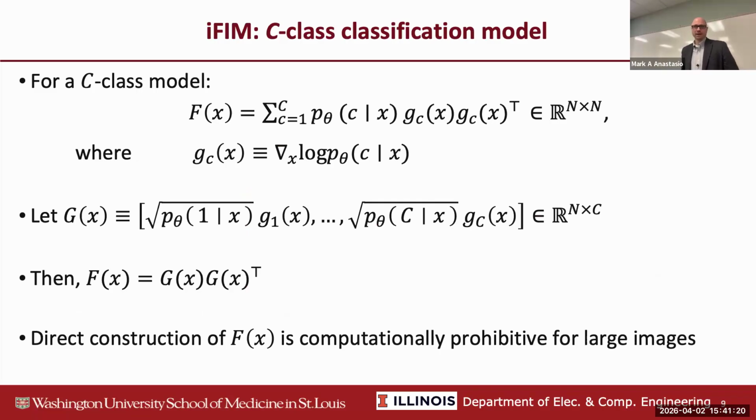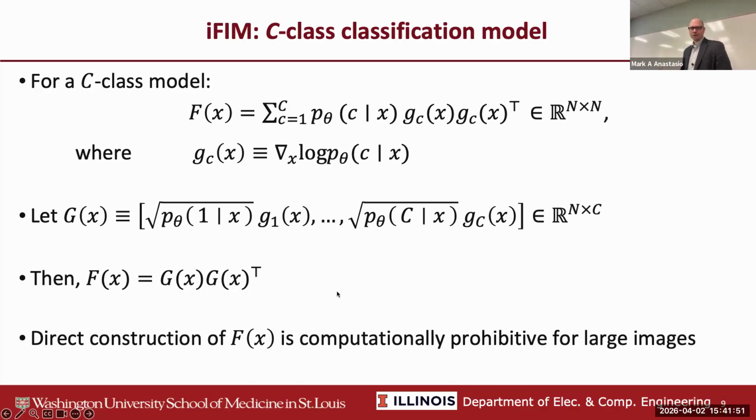Okay? Here I've written down the IFIM in terms of different notation. For a C-class model, we can write it as a summation over the different classes, the probability p_theta times G_c transpose, where G_c of X is just shorthand for the score function, the gradient with respect to X of the log probability. In terms of this notation, the IFIM can just be written as G of X transpose.